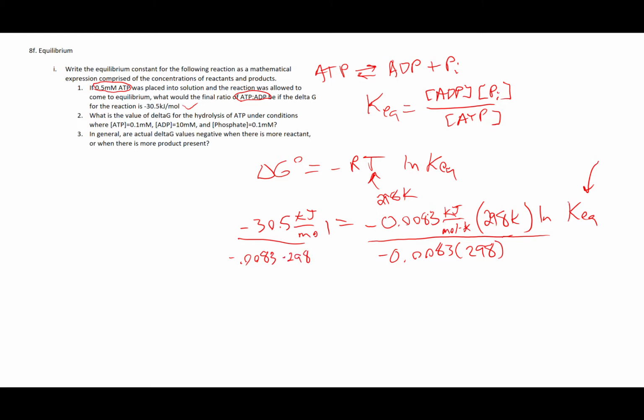All right, and then to get rid of the natural log, I'm going to take e to the both sides. All right, and that basically undoes the natural log. So we'll have e to this power and e to that power on both sides here. So let's do some math. So 30.5 divided by 0.0083 and divided by 298. And then we're going to take e to that power.